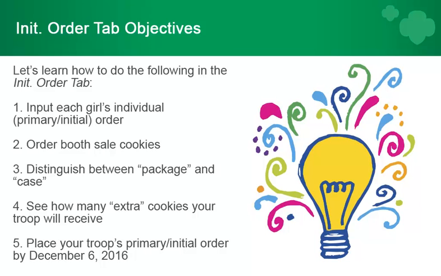You will only use the Initial Order tab once. This is where you'll place your individual and your troop booth cookie order before the program begins. You will need to distinguish between packages and cases, as well as understand how many extra cookies your troop will receive based on your order. Remember, after the primary initial order, you will get additional cookies by visiting cookie warehouses. Look at page 23 of your guide for more information.